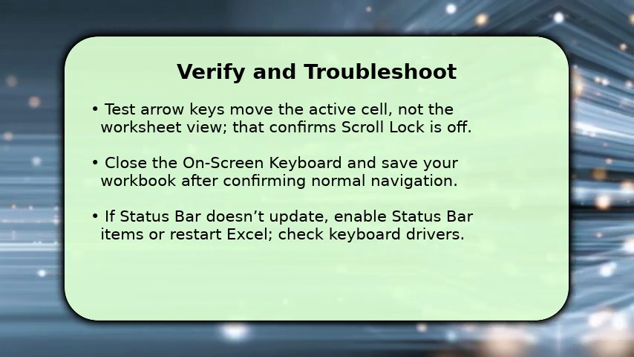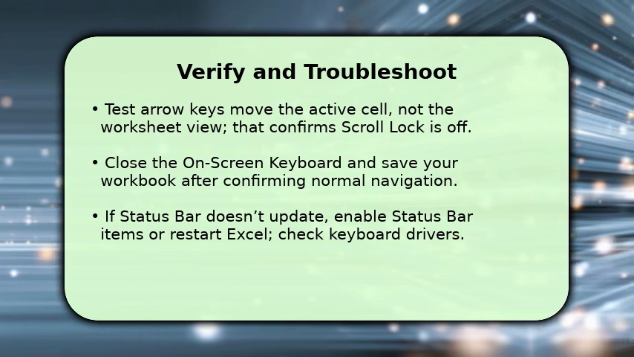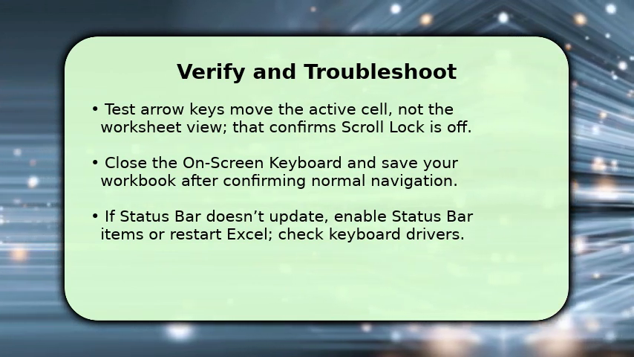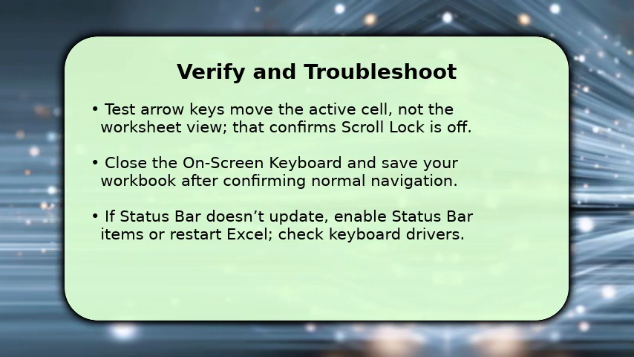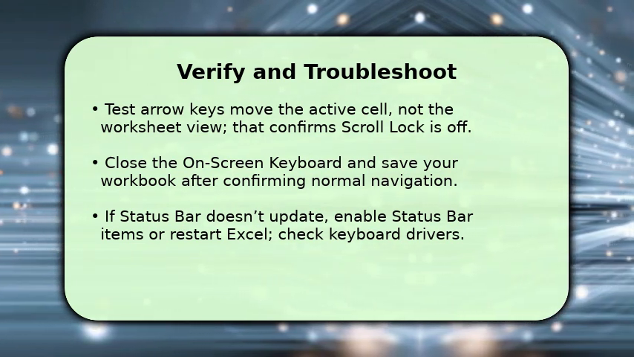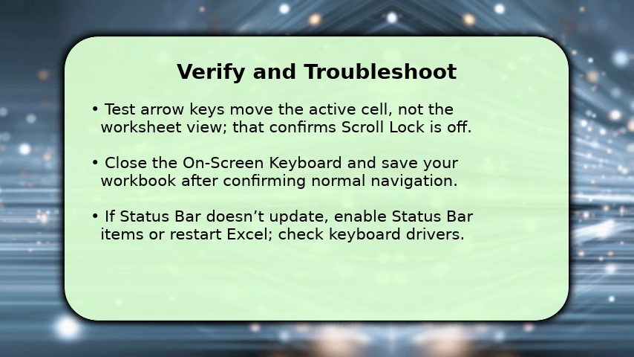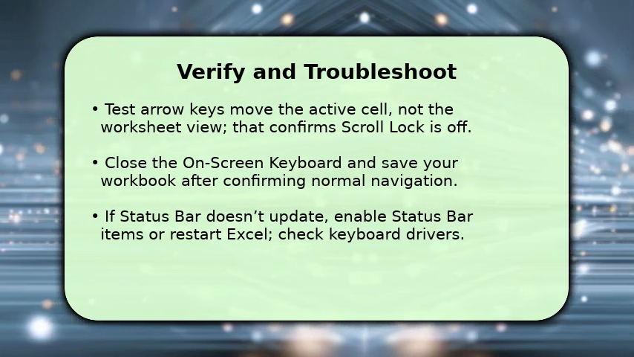If the status bar never updated or arrow behavior didn't change, make sure the status bar option for Scroll Lock is enabled, restart Excel, and check keyboard drivers. If you're on a remote session, toggle SCR/LK on the client machine. That's a common failure mode.